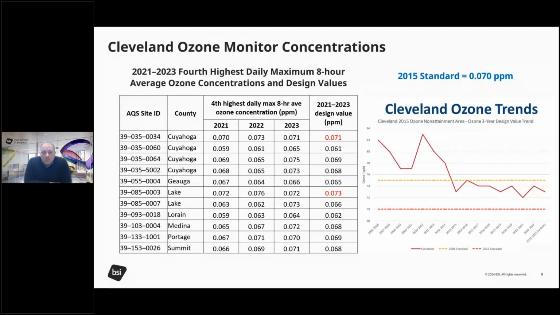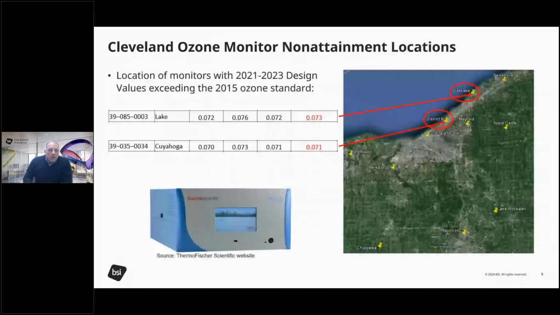And then the figure on the right shows the design values for the Cleveland area. So this is whatever the maximum of the 11 stations is for the design value. This shows a trend over the last 15 years. And as you can see, the design value over the past 5 years or so has bounced between 72 and 74 parts per billion, which is just above the 70 ppb standard. This slide just shows the location of the 2 monitors that are exceeding the standard. One's in Lake County and one's in Cuyahoga County.